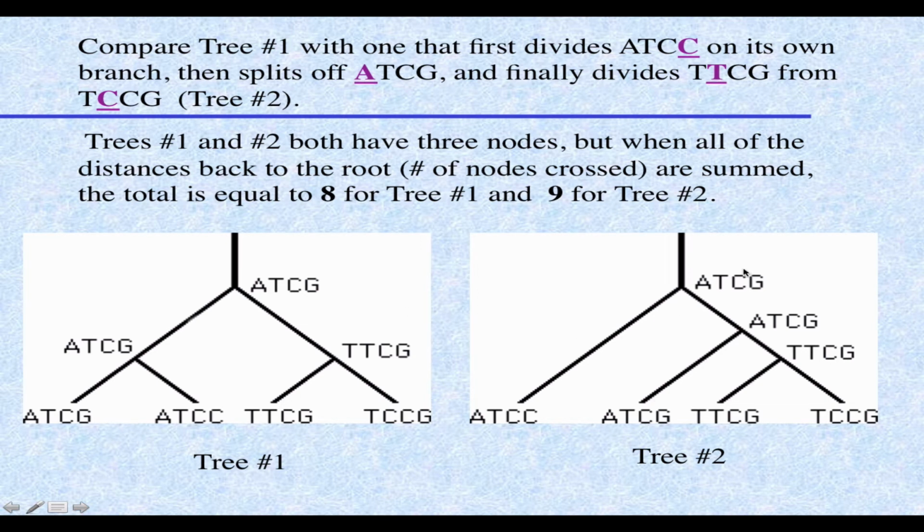This tree postulates that this C change happened first. ATCG goes to ATCC. Then ATCG changes to TTCG on this branch, and it doesn't change on this branch. And then a 3rd mutation happens from TTCG to TCCG here. That's 3 mutations on the right, 2 mutations on the left. The left-hand tree is more parsimonious than the right-hand tree. I know you don't get it, but the general concept is there.